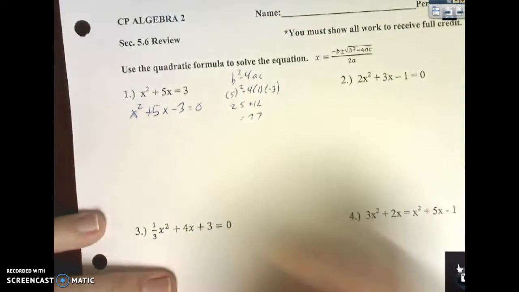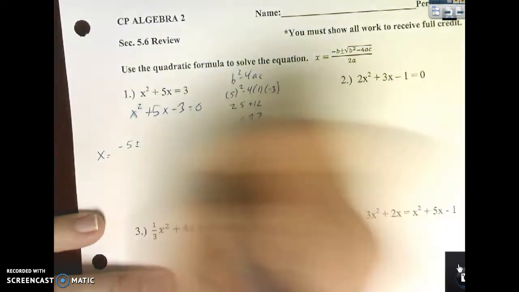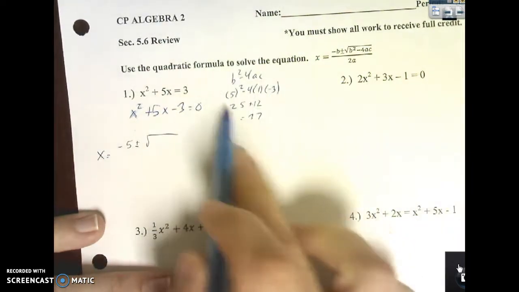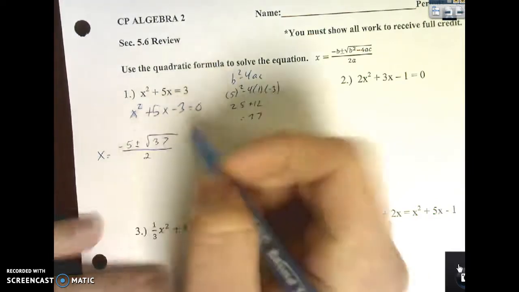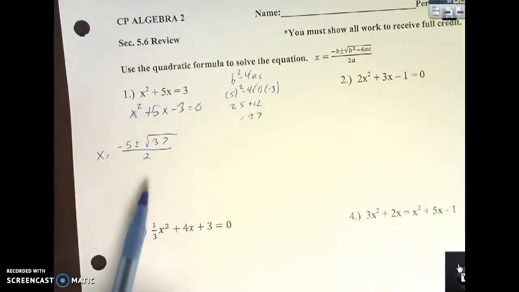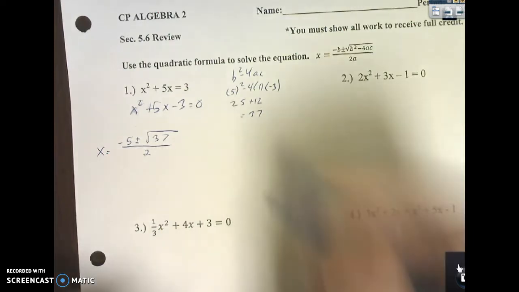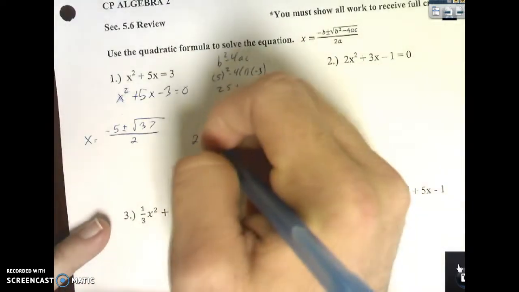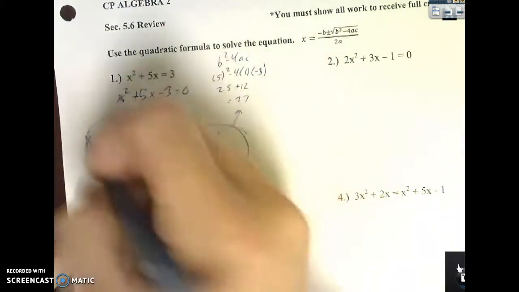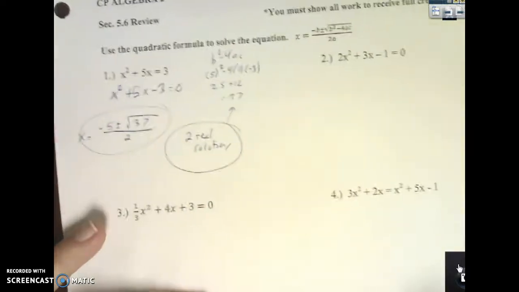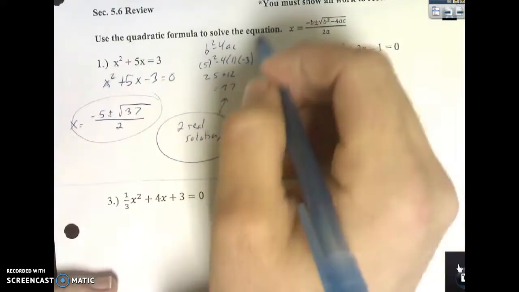When I plug everything into my quadratic formula, negative b would be negative 5 plus or minus the square root of 37, since you already did all the work over here, all divided by 2. Now I always want you guys to check. In this case, I can't break down the root 37. How many real solutions do I have? I have 2 real solutions, and I knew that because this was positive, and there's my final answer. Yes, I'd like you to label that. It's a good habit to get into. One down.